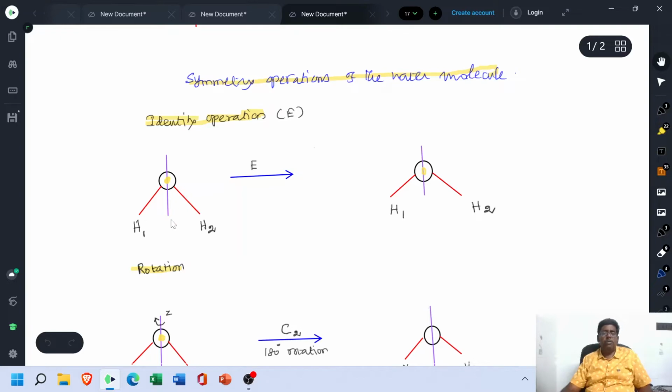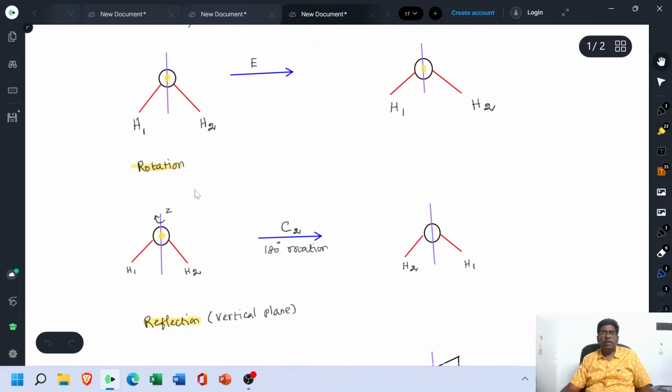This is the water molecule, which consists of a central oxygen and two hydrogen atoms placed at equal distances from the central oxygen. If you provide no rotation or no operation, we get the same structure. Here the center dot indicates the front face of oxygen. This is the identity operation.